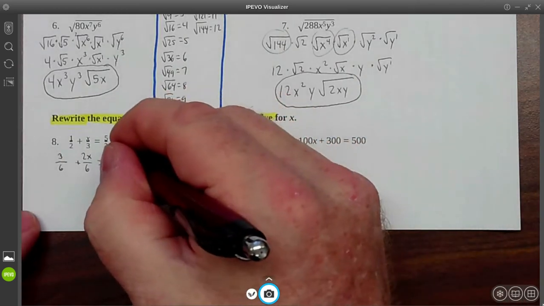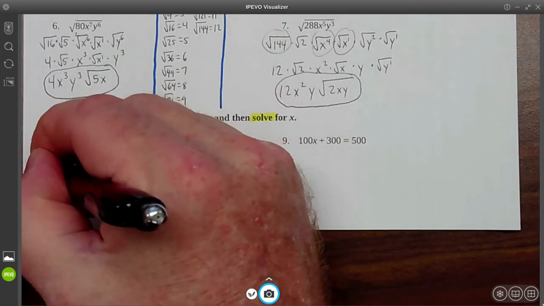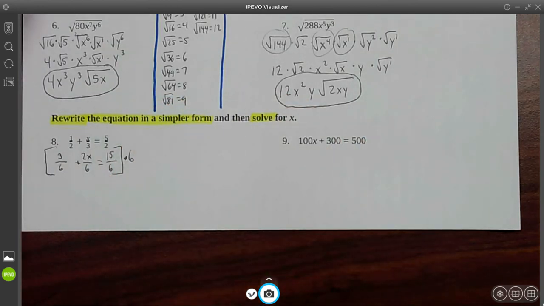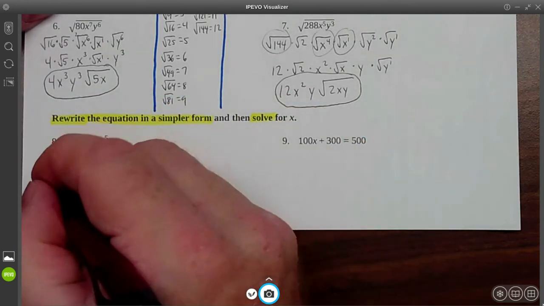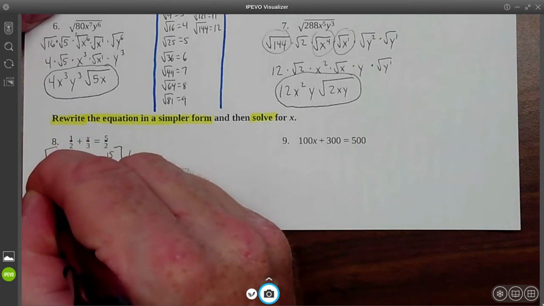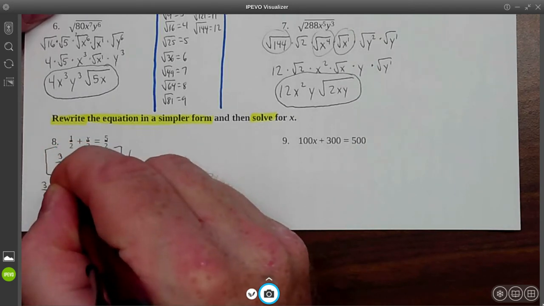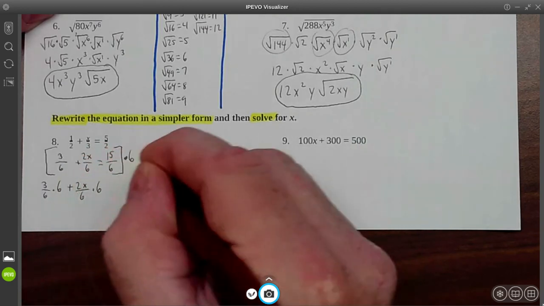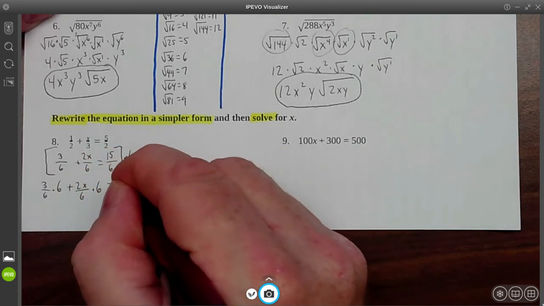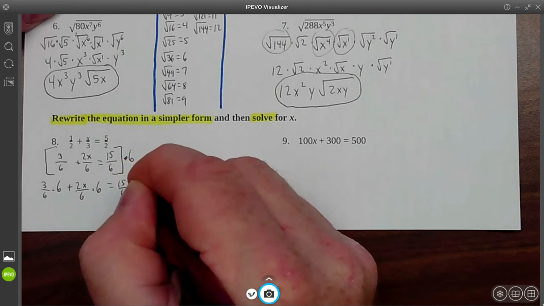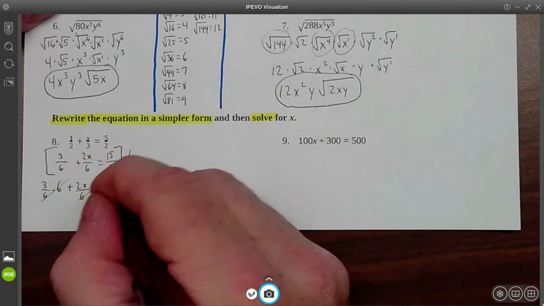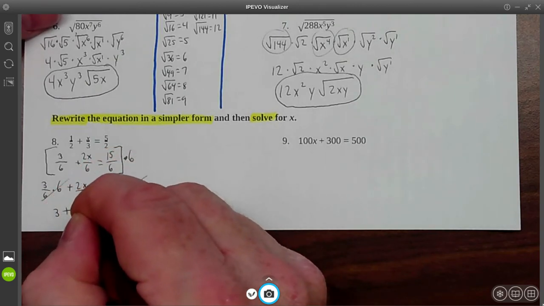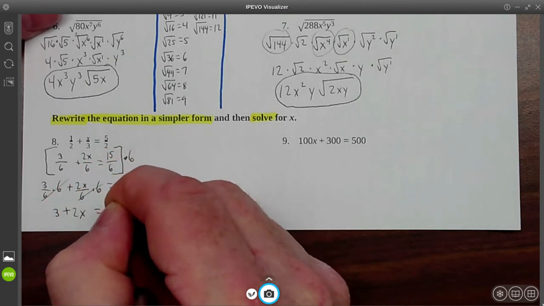Now at that point, we're going to multiply by the denominator, because what's going to happen is it's going to cancel out. I'm going to write it down. I'm going to show you the whole thing. Don't worry, we're not leaving out any steps here. We're multiplying every single term by 6. That's what that means there. 15, 6 times 6. All right, so cancel, cancel, cancel, and we get 3 plus 2x equals 15.